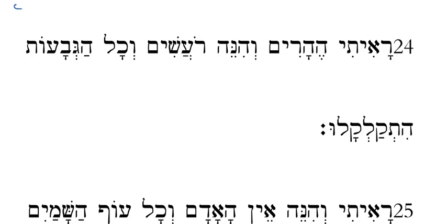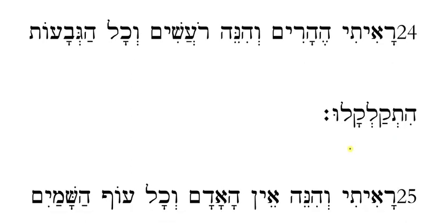Let's walk through what this says. Ra'ithi heharim. Here's our same verb. I'm not going to parse it again. That's the Qal perfect 3ms of ra'ah. And then this is the direct object, heharim. This he prefix here is the article.